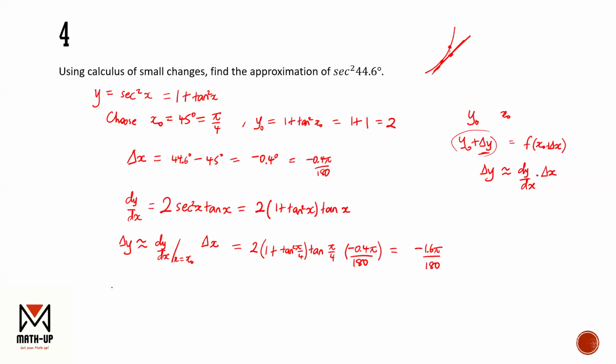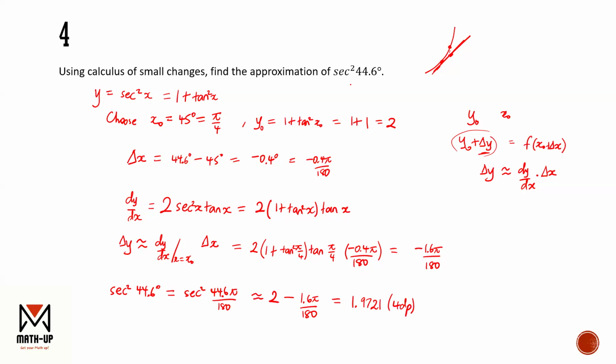And so the sec of 44.6 degrees, which we're writing in radians as the sec of 44.6 pi out of 180, we approximated to be y naught plus delta y. So our y naught is 2, our delta y is negative 1.6 pi out of 180, and this is equal to, to 4 decimal places, 1.9721 to 4 decimal places.